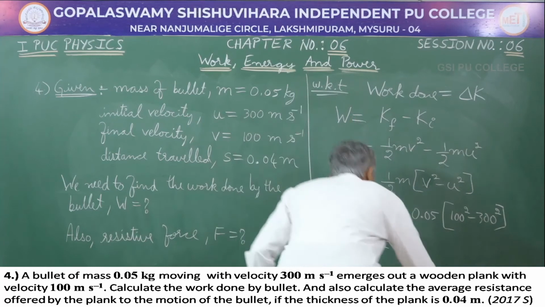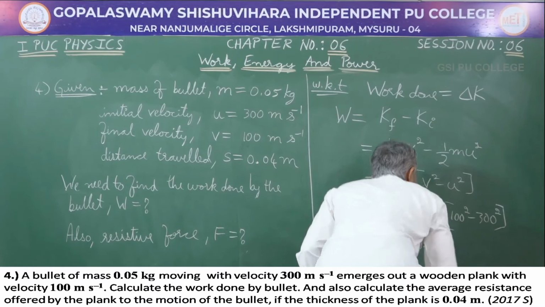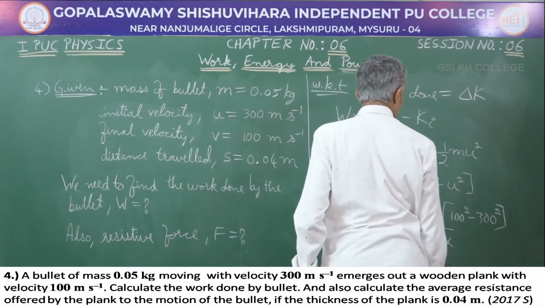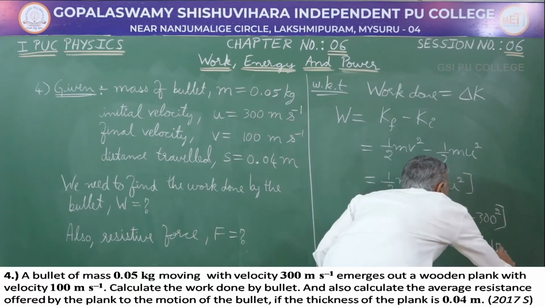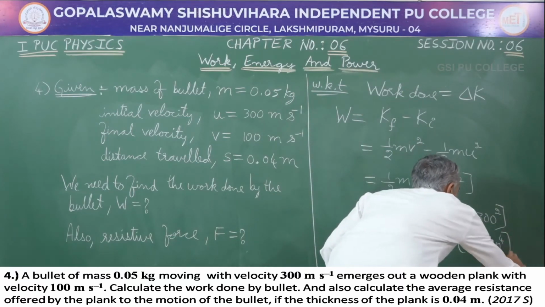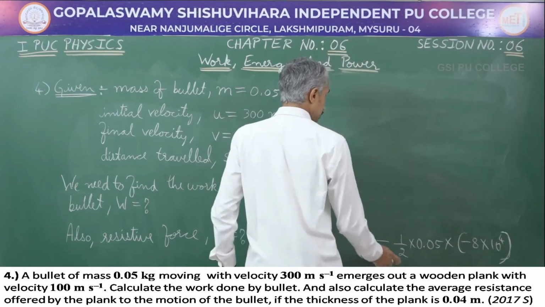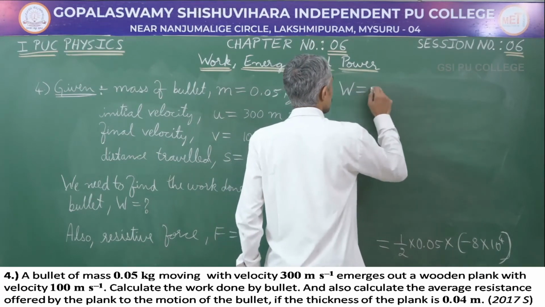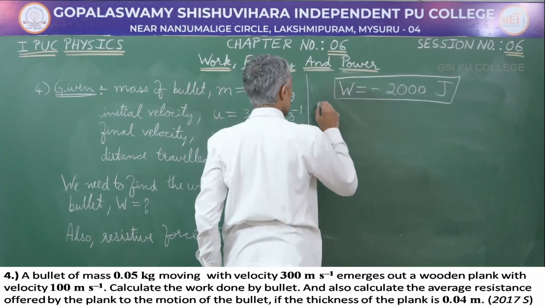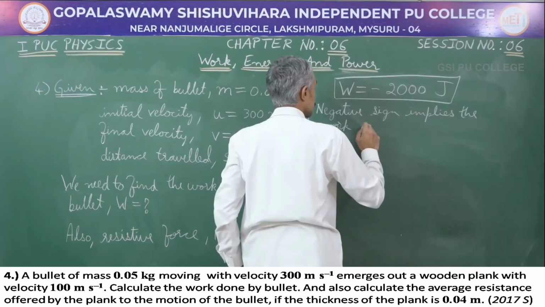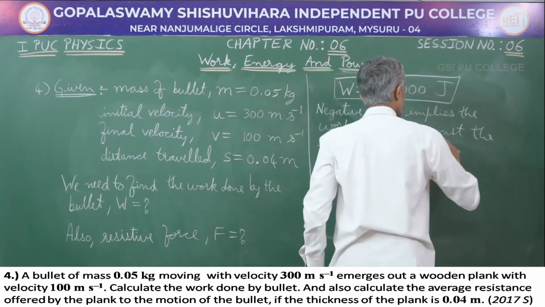Let us simplify this. We will get it as half into 0.05 into 100 square minus 300 square. We will get the answer here as minus 8 into 10 to the power of 4. On simplifying this, we will get the answer as minus 2000 joules. We conclude this: the negative sign implies the work is done against the resistive force of the plank.